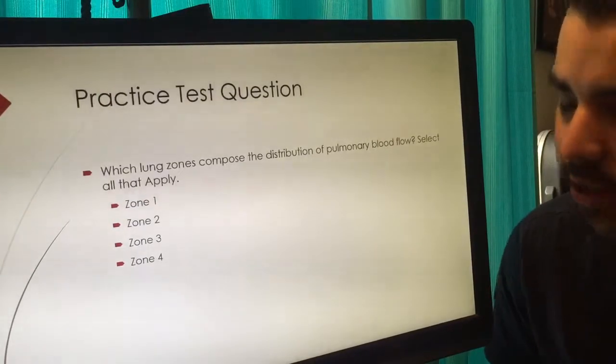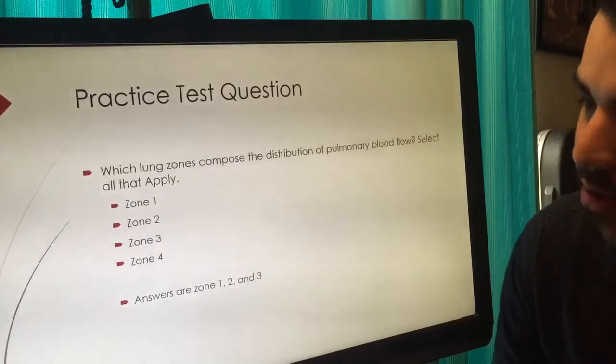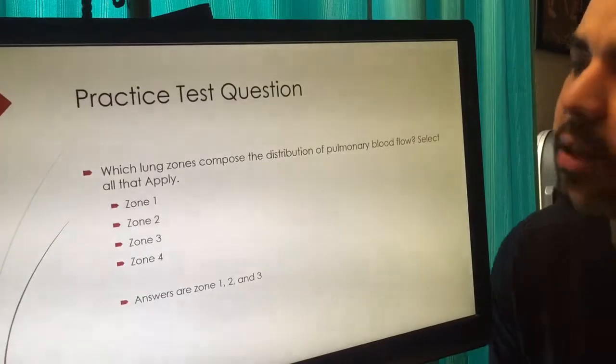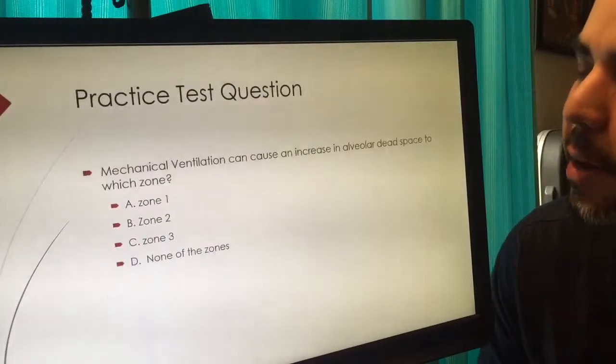I don't know what I would consider zone 4, my legs or my butt. So the answers are zone 1, 2, and 3. I didn't put letters, but yeah, zone 1, 2, and 3 would be your answers. Next test question I got.